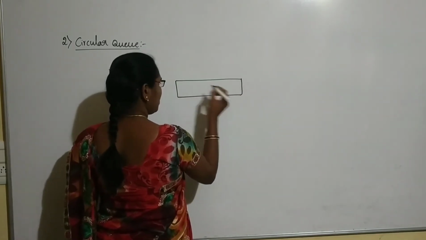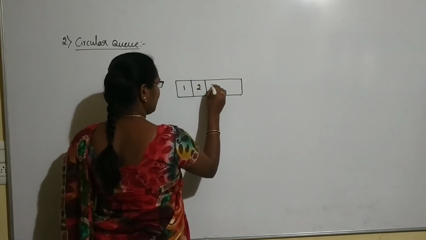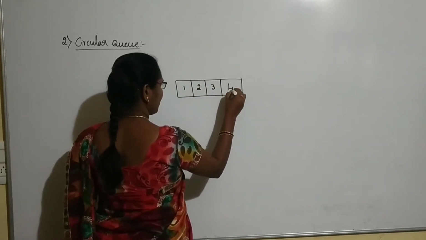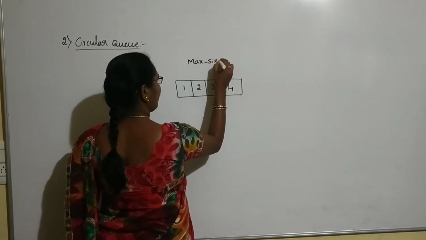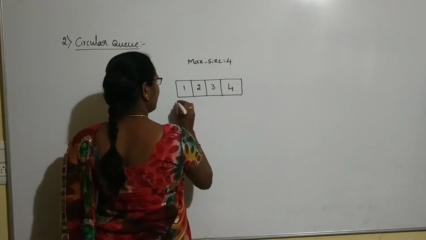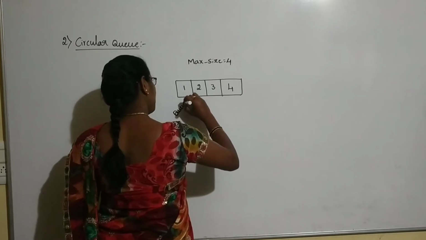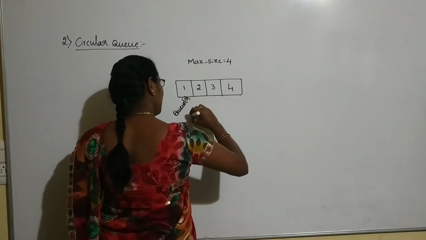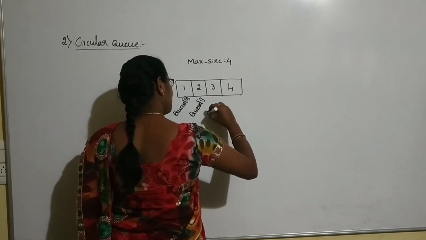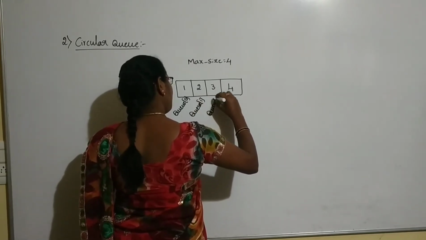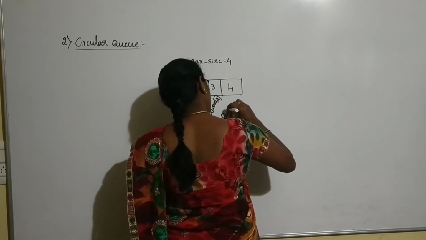In this simple queue, insert element 1, element 2, element 3 and element 4. The maximum size of this queue is 4. We want to insert 4 elements. The first element position is represented as queue of 0. The second element position is queue of 1. The third element position is queue of 2. The element 4 position is queue of 3.